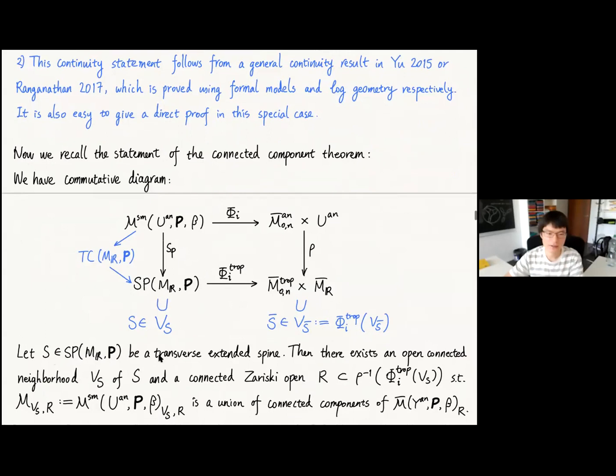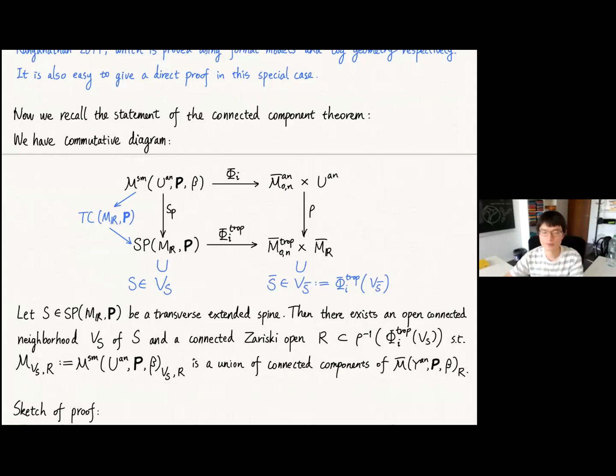Then we are given a transverse extended spine S in the space of spines. The claim is that there exists an open connected neighborhood Vs of S and a connected Zariski open R of the push forward and the pull back of Vs, such that when we restrict M smooth to Vs and R, we obtain a union of connected components of the proper moduli stack restricted to R.